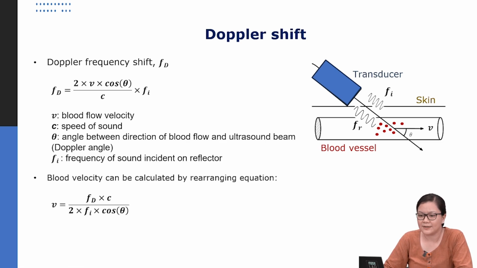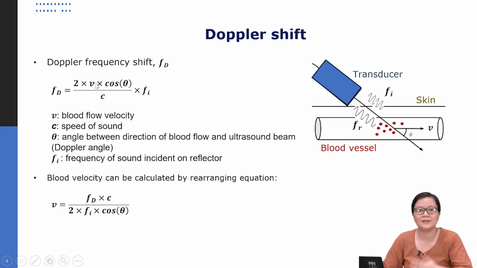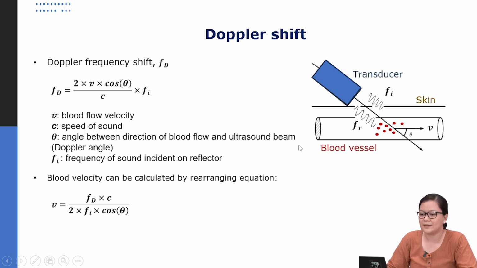We have our v parameter here, which is the blood flow velocity, so the velocity at which the red blood cells are moving in the vessel. We have theta here, which is the angle between the direction of the blood flow and the ultrasound incident beam. That is also called the Doppler angle. We also have the speed of sound here, in this case the longitudinal speed of sound. And all of this is multiplied by the frequency of the incident wave.